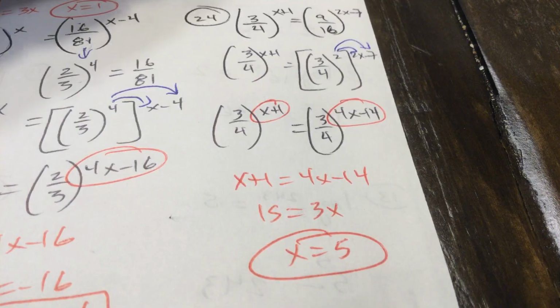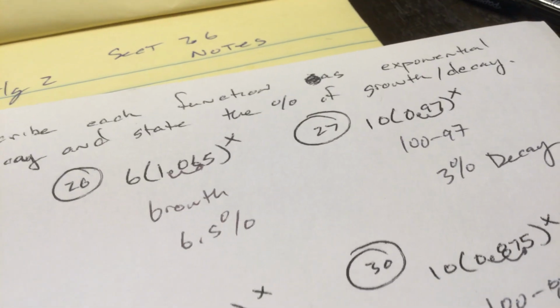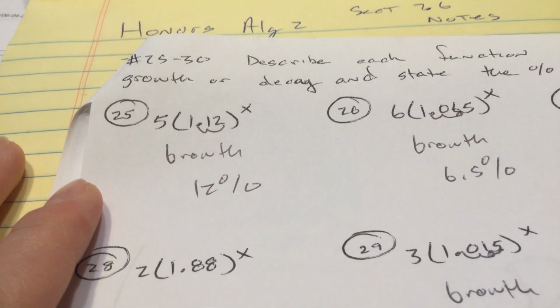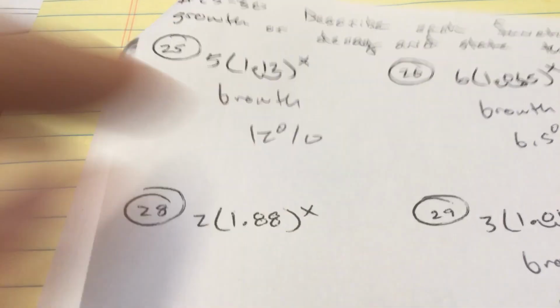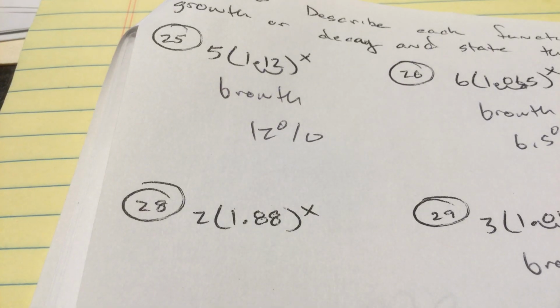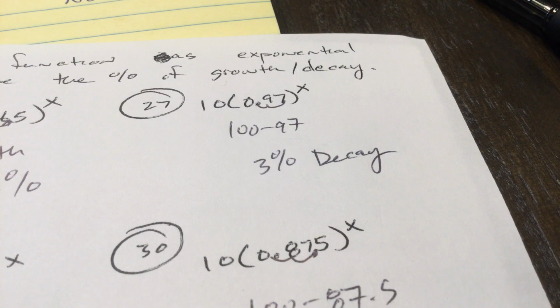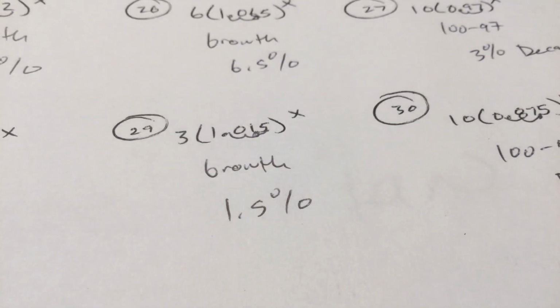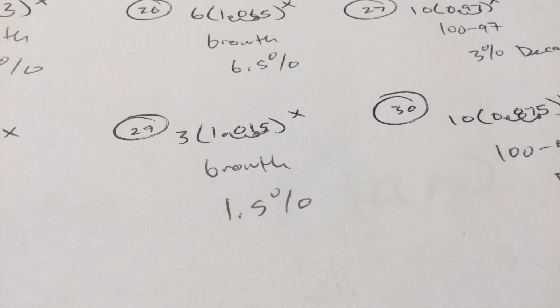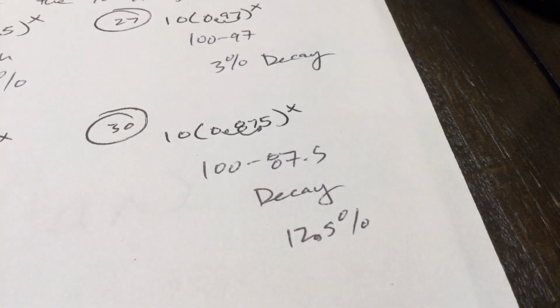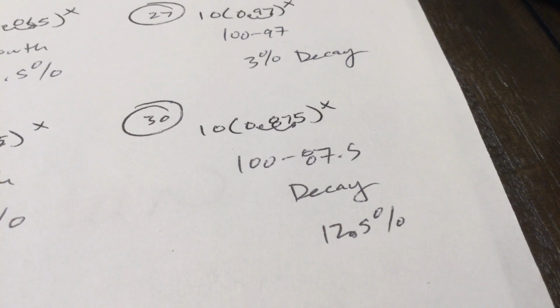All right, let's see if we can finish this. Describe each as exponential decay or growth and state the percent growth. Move it over twice, 12% growth. Move it over twice, 6.5% growth. Move it over twice and subtract from 100, 3% decay. Move it over twice, 1.5% growth. Move it over twice, subtract from 100, 12.5% decay.